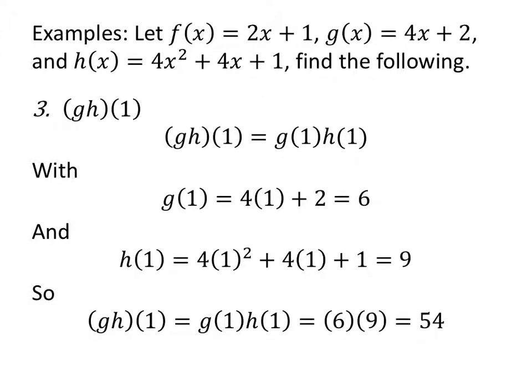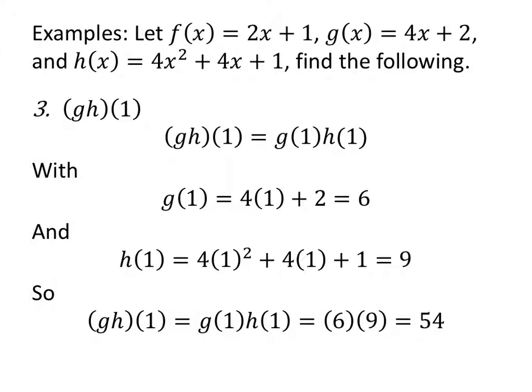G times h at 1. G times h at 1 is g of 1 times h of 1. G evaluated at 1 is 6. H evaluated at 1, yeah, we're finally using this big function. But 1's nice. 1 squared is 1. 4 times 1 is 4, plus 4 makes 8, plus 1 makes 9. So to find the product, gh at 1, I'm going to find g of 1, which is 6, times h of 1, which is 9, and 6 times 9 equals 54. We could do the exact same thing with division.